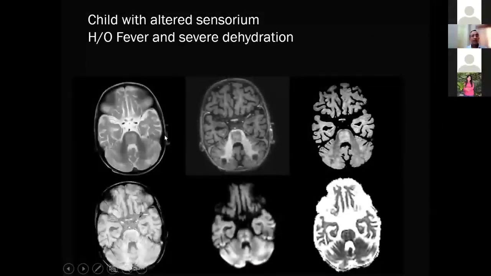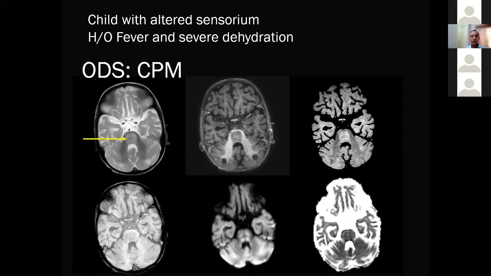Another child with altered sensorium, there is a history of fever and severe dehydration. There are changes in the central pons, which show patchy diffusion restrictions, suggesting a diagnosis of central pontine myelinolysis.